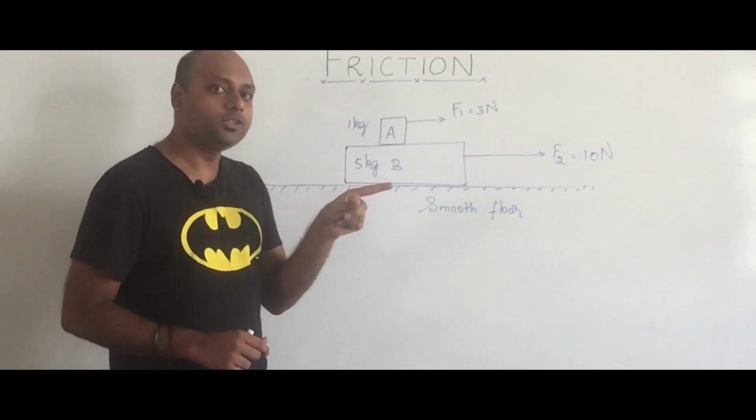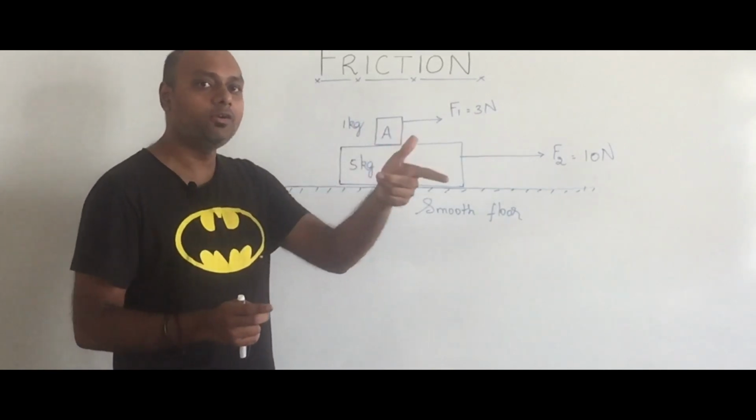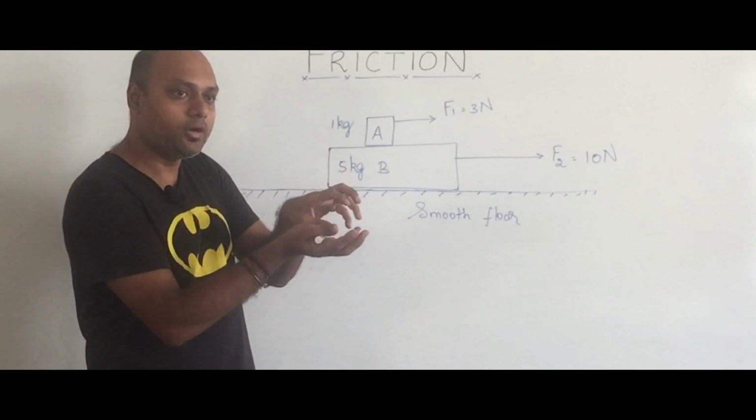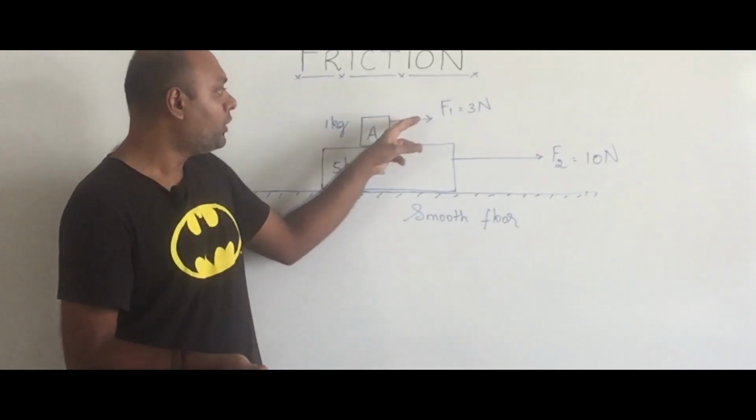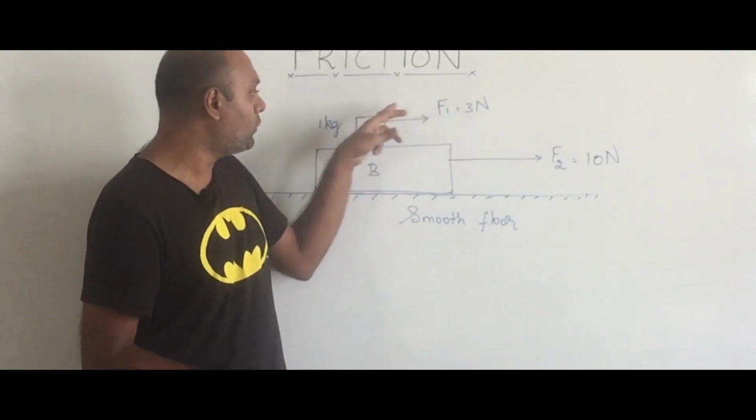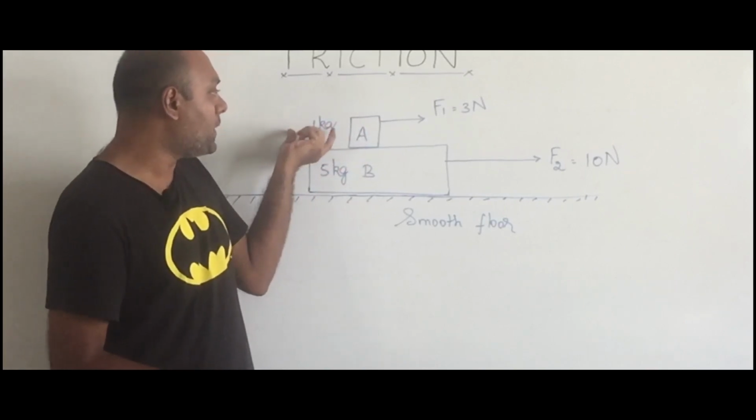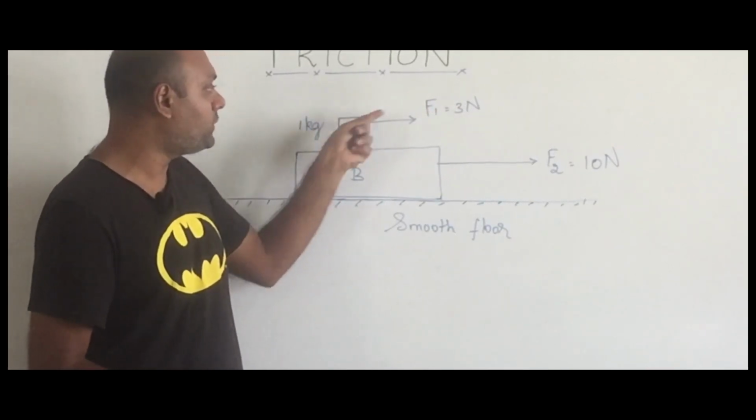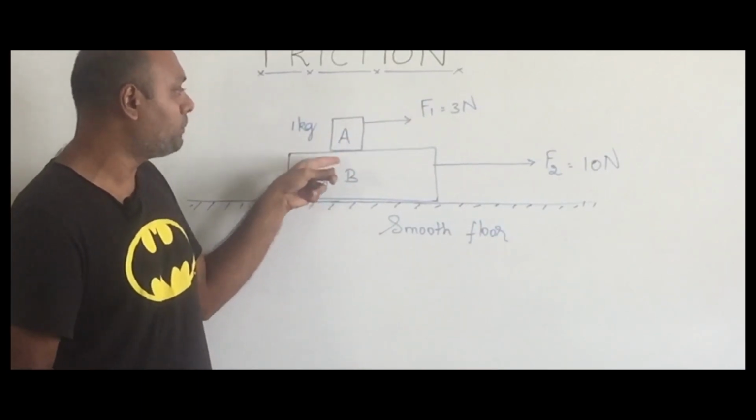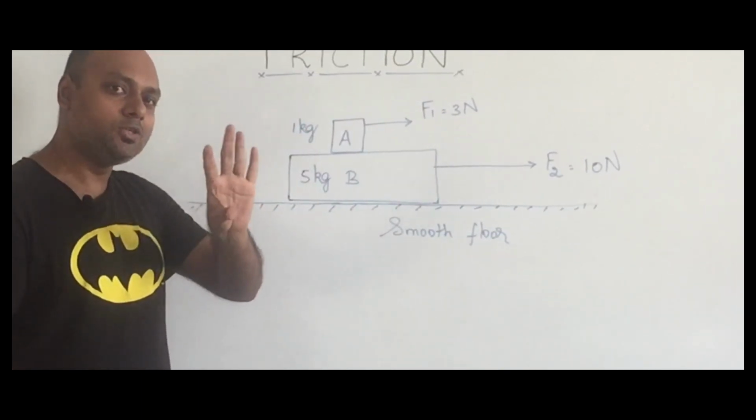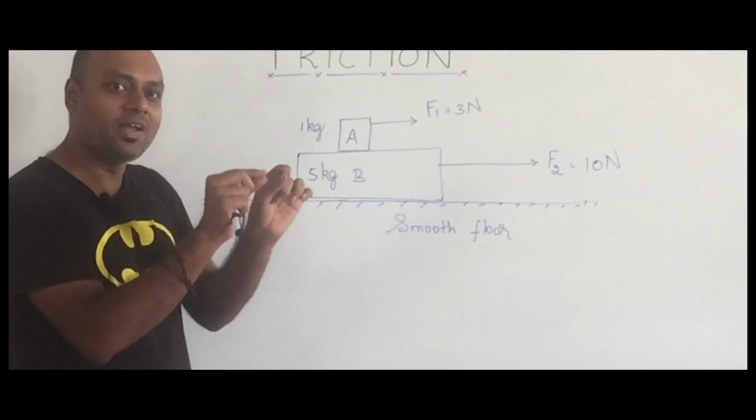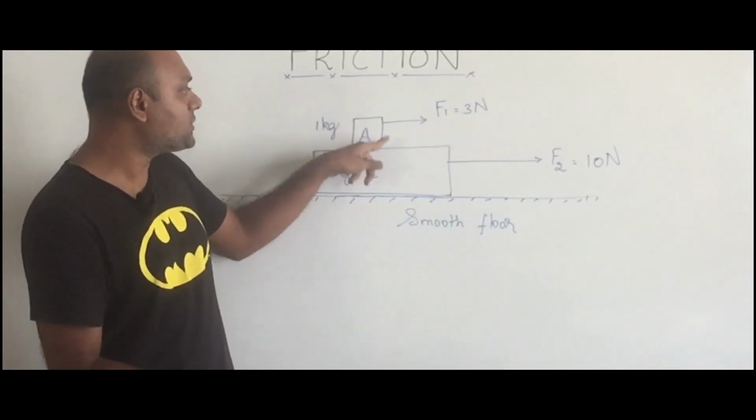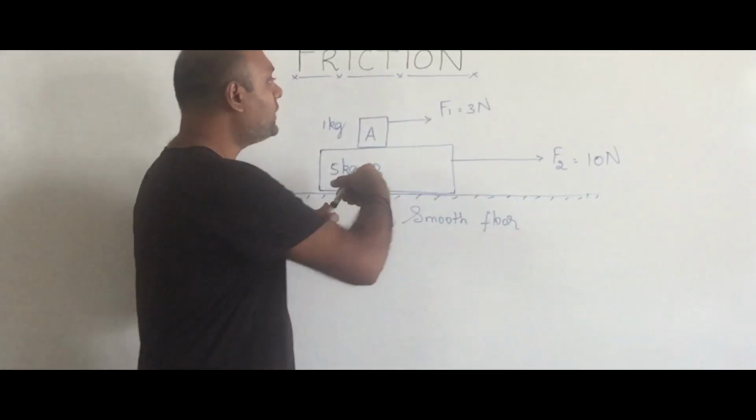Now what is the role of friction? Friction tries to prevent relative motion between two entities which are rough and are in contact, trying to move over each other. Now because of this force of 3 Newton acting on block A, having a mass of 1 kilogram, it will try to move forward with an acceleration of 3 meter per second square if there is no friction between the two blocks. So let us assume that the intelligent agent, friction, is not operating between the two. When there is no friction, the acceleration of block A would have been 3 meter per second square.